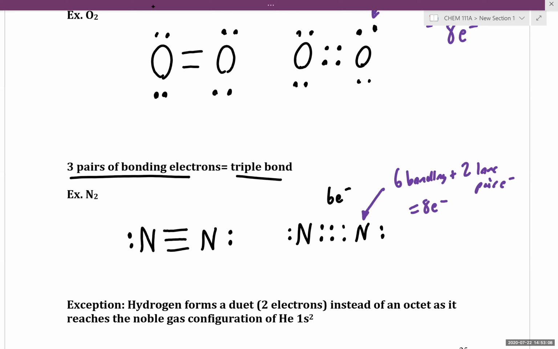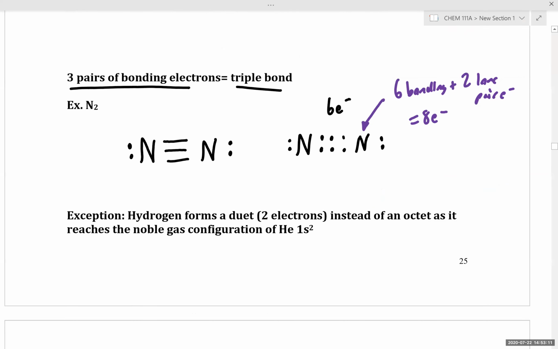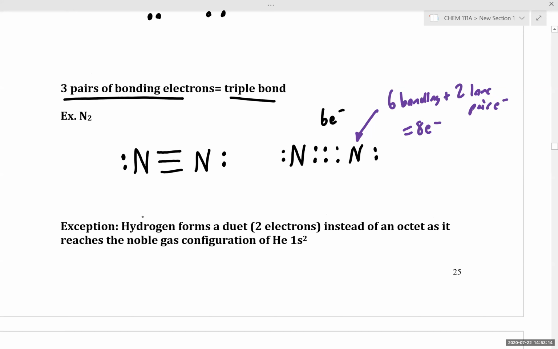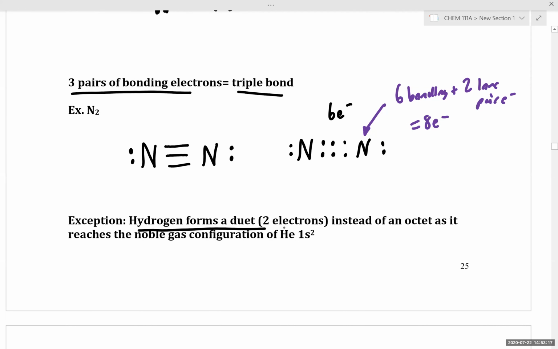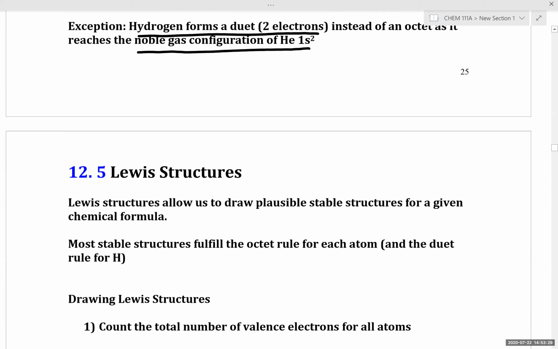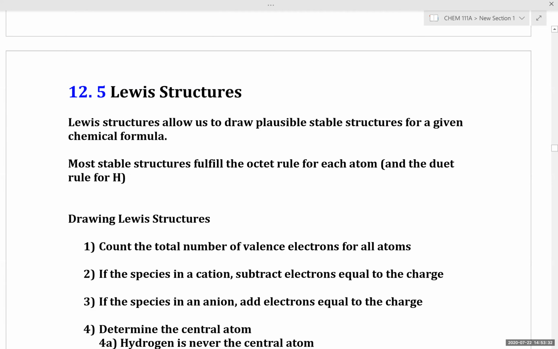Okay, there's one exception to the octet rule. Again, hydrogen prefers to form what's known as a duet, where it contains 2 electrons, because hydrogen's adopting the pseudo-noble gas configuration of helium. Okay, so now what we're going to do is put together all of our ideas associated with covalent bonding, and talk a little bit about how to draw Lewis structures. So Lewis structures allow us to draw plausible stable structures for a given chemical formula. Most stable structures fulfill the octet rule for each atom.